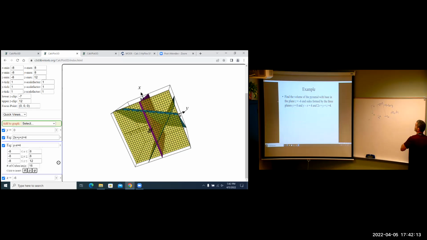So y minus x equals 4, solve for x: add the x, subtract the 4. Y minus 4 is our lower limit. Our upper is that other plane solved for x. This guy here: subtract the y and the z, divide by 2. So you'll get 4 minus y minus z all over 2. That's our upper limit.